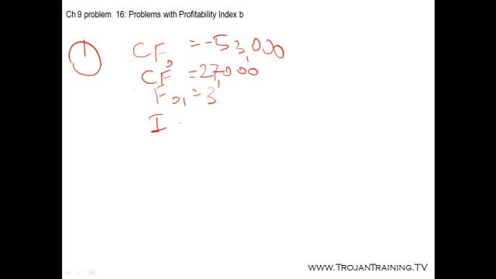Interest rate I, 10%. Hit NPV, CPT, and the answer is 14,145.